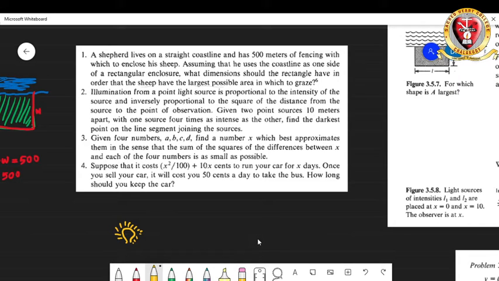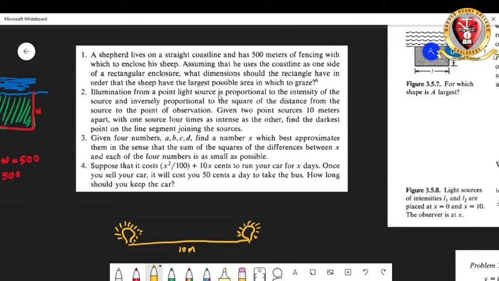Illumination from a point light source is proportional to the intensity of the source and inversely proportional to the square of the distance from the point of observation. Given two point light sources 10 meters apart, so you have a light here and a light here, with one source 4 times as intense as the other, find the darkest point on the line segment joining the sources.